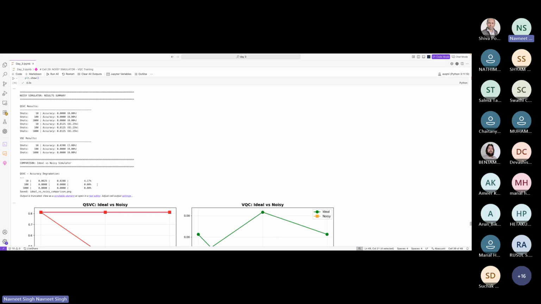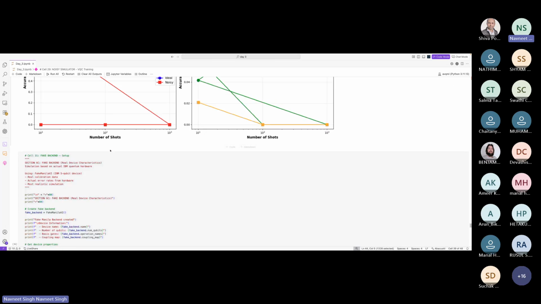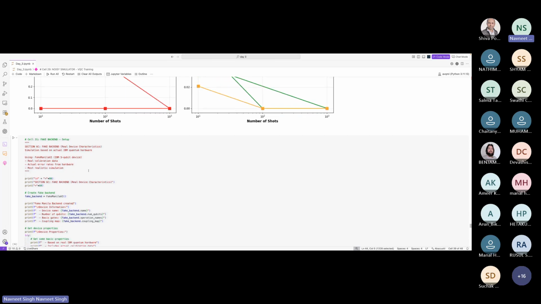So you can see that earlier, although the graphs do not look good, there is a clear difference between ideal and noisy. But in VQC, there is no change. Maybe you can see a change with another setting.